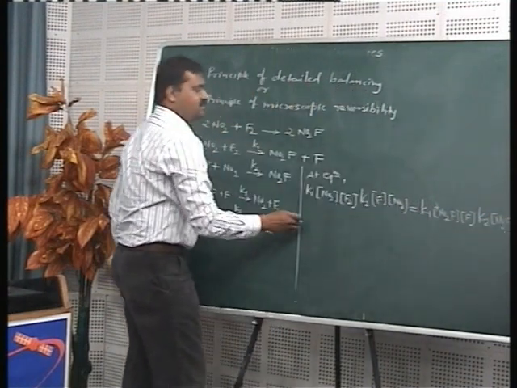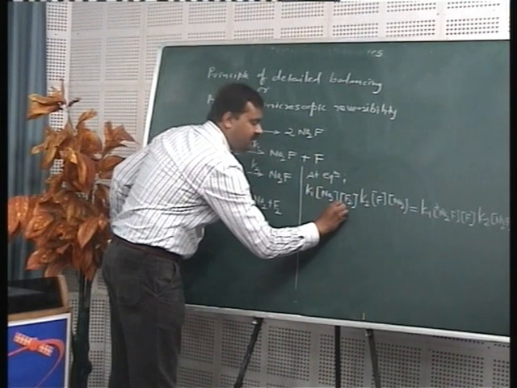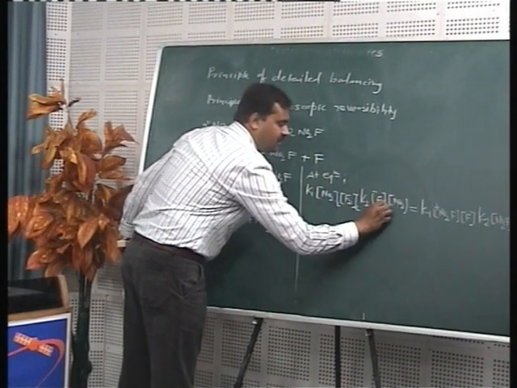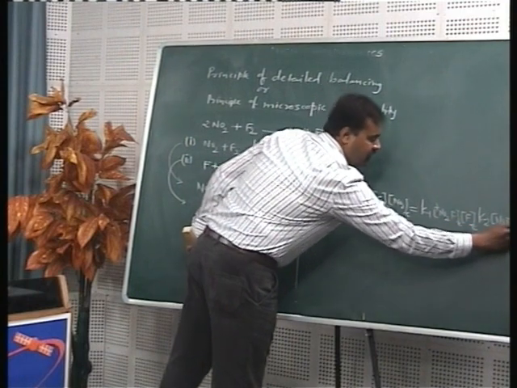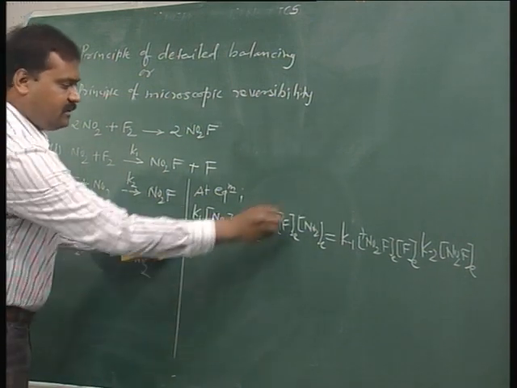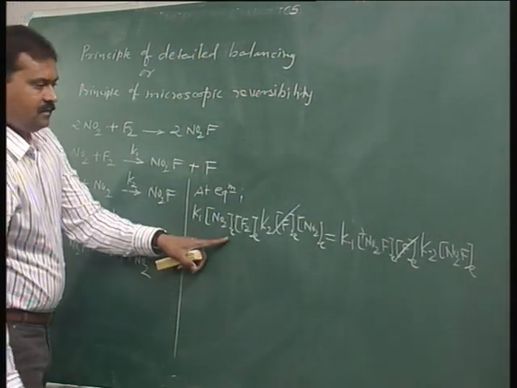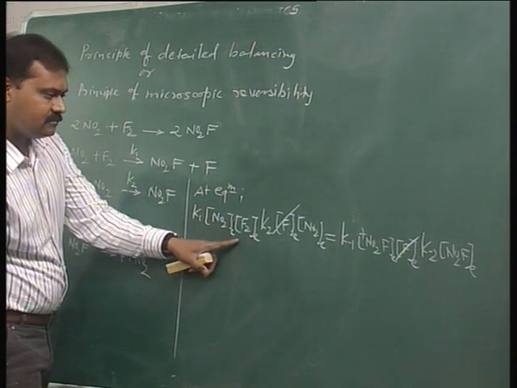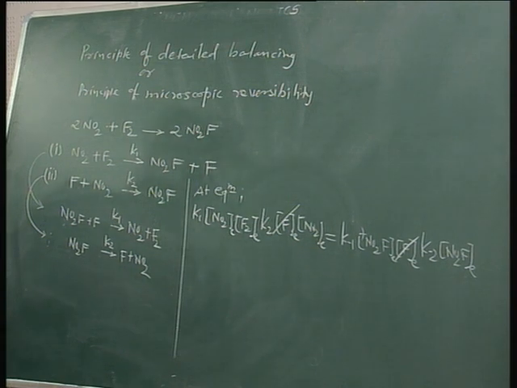Now this reaction is at equilibrium, so to mention the equilibrium condition, we are putting subscript E on each and every concentration. And we can see that the F will be cancelled.